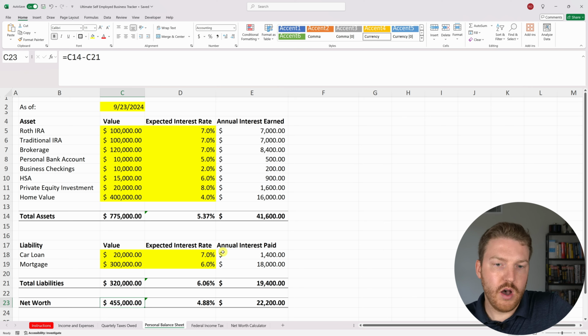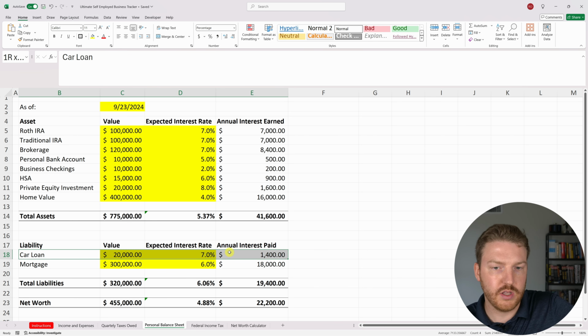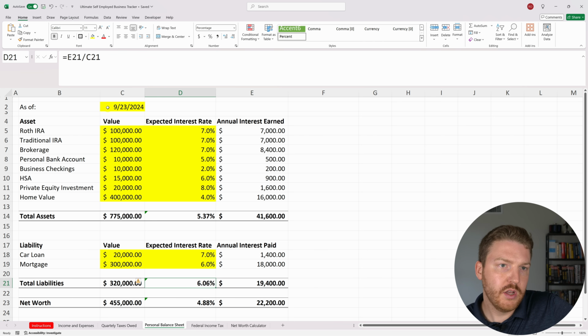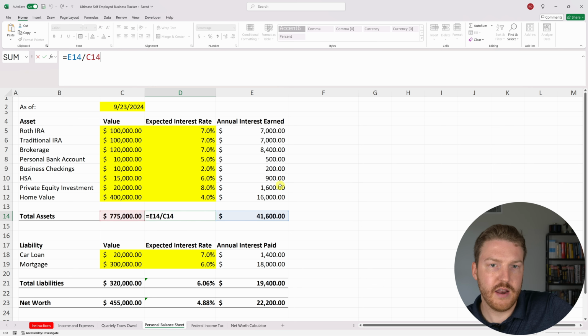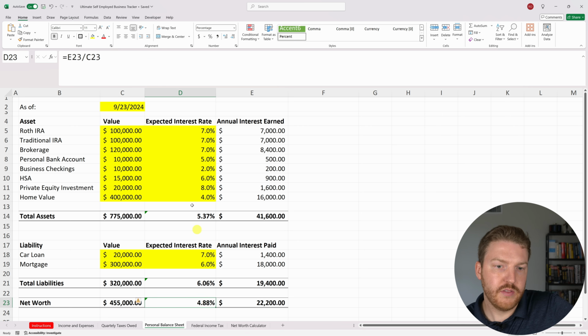All right, so now we do the same thing with our liabilities. Let's say the mortgage pays 6%, and there's some car that pays 7%, a car loan basically. And then now we're going to figure out the sum of the annual interest paid on the liabilities. Also, one thing I should say is that we can calculate our total expected interest earned on both categories by taking that annual interest earned or paid divided by the total amount. Same thing for the liabilities. And then we can also find that for the net worth.